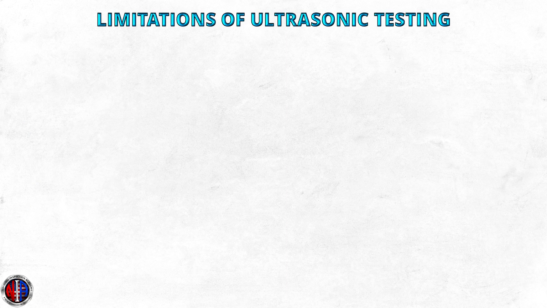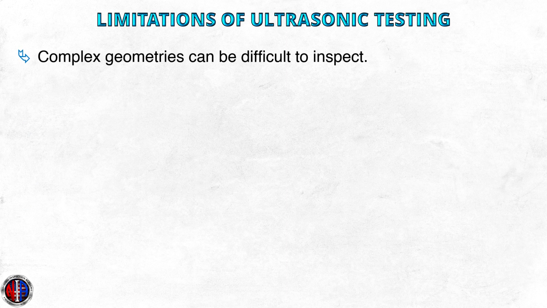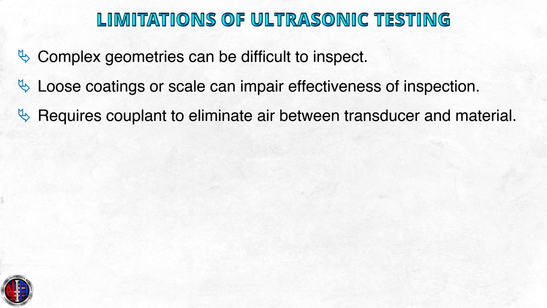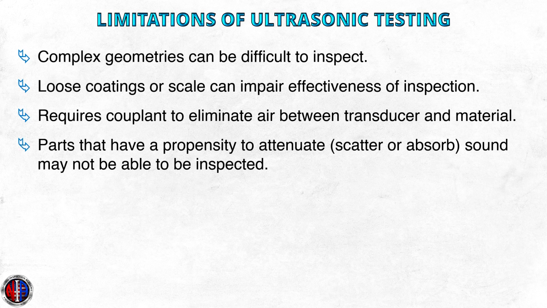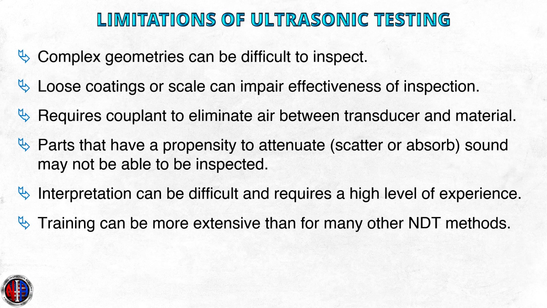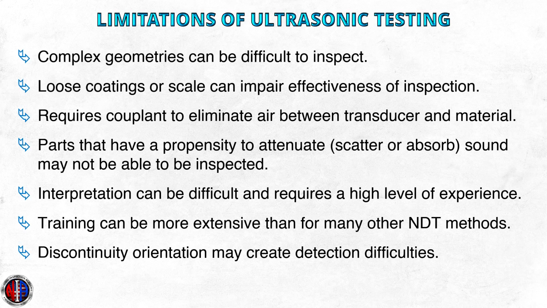Limitations of ultrasonic testing. Complex geometries can be difficult to inspect. Loose coatings or scale can impair effectiveness of the inspection. It requires a coupling to eliminate the air gap between the transducer and the material. Parts that have a propensity to attenuate, meaning they scatter or absorb sound, may not be able to be inspected. Interpretation can be difficult and requires a high level of experience. Training can be more extensive than many other NDT methods. And discontinuity orientation may create detection difficulties.